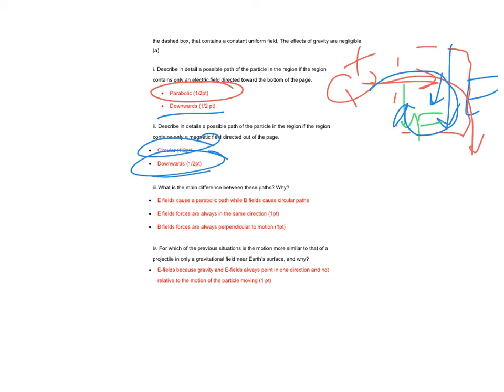And then, what is the main difference between these paths? That's what I was trying to get from you guys. The answer is that E fields are always pointing in the same direction, so it's always pointing down, and so it was parabolic, and B fields are always perpendicular, so it's always circular. Somehow, some way, you had to get that across to me to get the 2 points. And then, which one's the closest to being like gravity? It's an E field, there was no other choice, and you just have to say because it's always pointing down just like gravity, or the force doesn't depend on the direction of the object, that kind of thing.